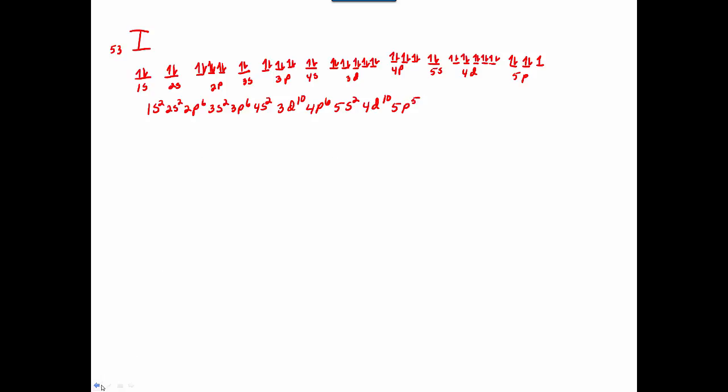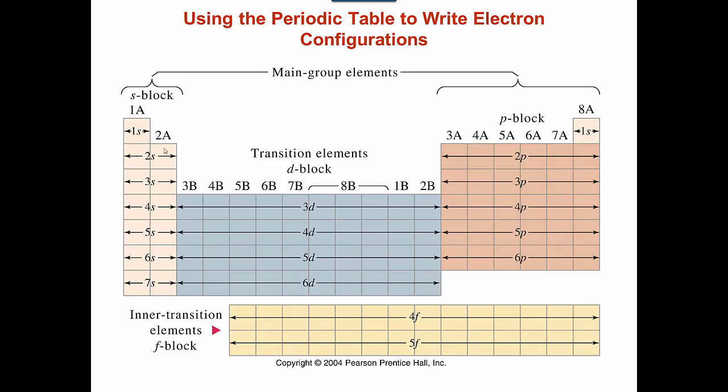So we have both the orbital box diagram and the electron configuration for iodine. So what you need to do is start writing these electron configurations and orbital box diagrams. You're going to need some practice before the exam. Now, you can actually use the periodic table in order to write an electron configuration.